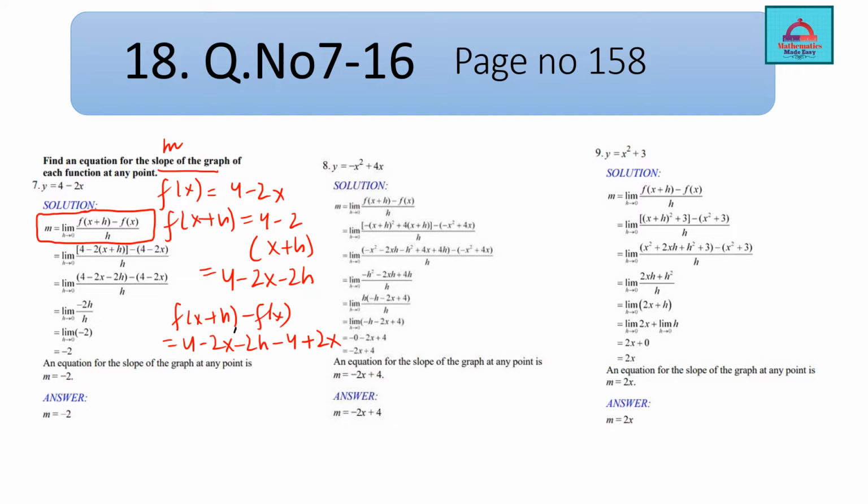Some terms cancel, this and this, this and this, and you are only left with negative 2h in the numerator divided by h in the denominator. h and h cancel, so the limit is minus 2. So the slope at any point is minus 2. In a similar way, you can do other questions. Now let me solve one question for you and you check your answer from the answer key.